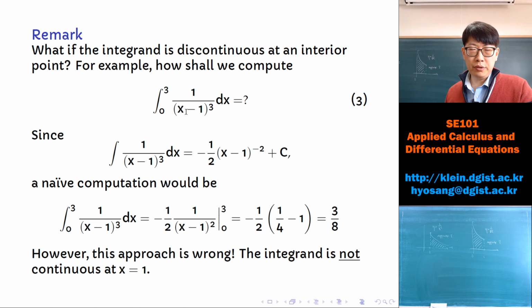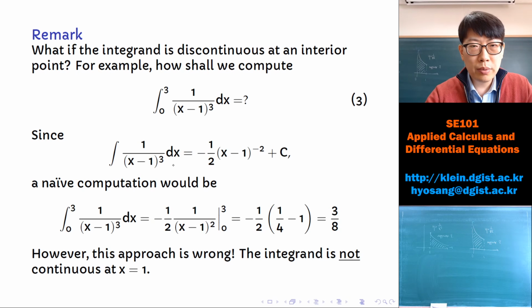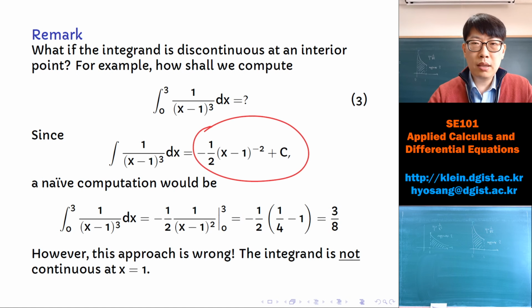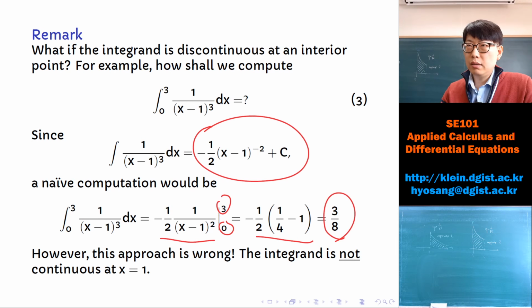So if you assume that this is a definite integral and try to do the definite integration by using the standard formula of the indefinite integral, you can try in this way. First, take the indefinite integral of 1 over (x minus 1) cubed and get this antiderivative and plug in 0 and 3 so that you get 3 over 8. And that's wrong. Why is it wrong?